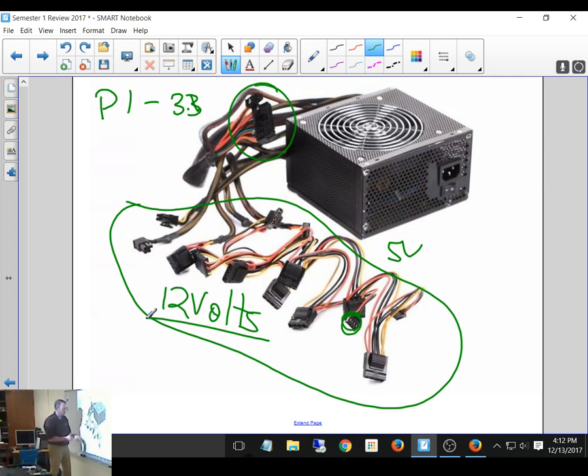I'm plugging these into hard drives and CD-ROMs and fans. This one's plugging in directly in the motherboard to run the CPU and the higher wattage requirements of today's CPUs. We've got our P4 plugs plugged in right in there. This one looks like a 6-pin PCI plug for a video card, all 12 volts. So we've got 3.3, 5, and 12 volts coming out. Biggest plug, the P1 plug's 3.3, and almost all the other ones are 12, other than the floppy drive connector, which was a 5-volt connector.